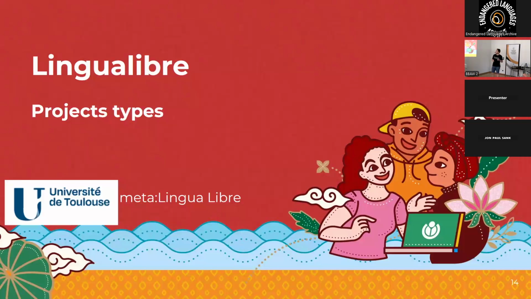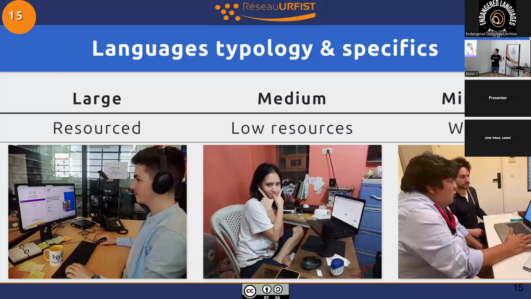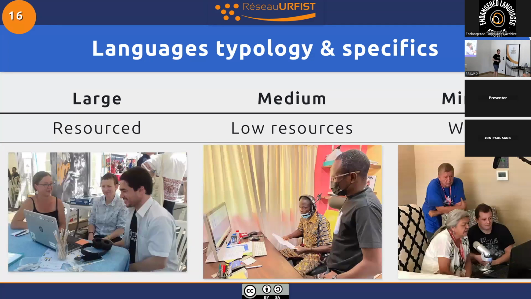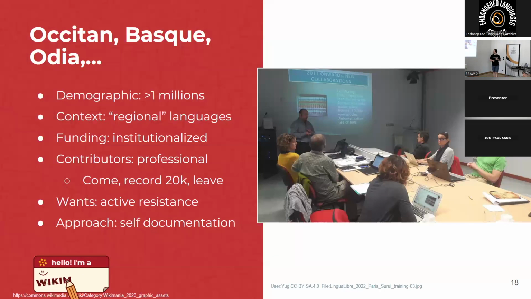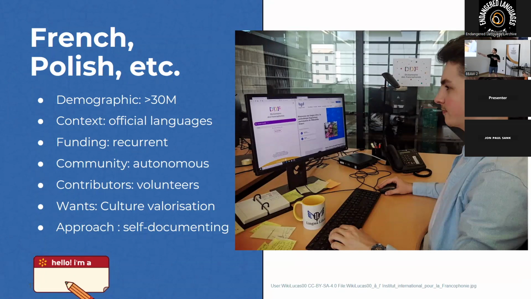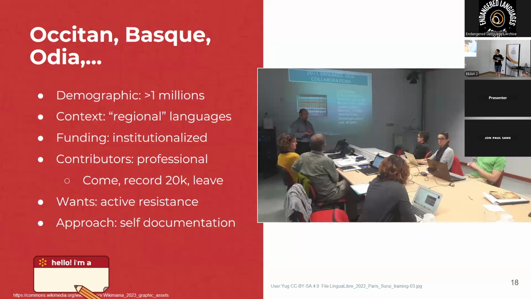Next, for the kind of project we have, there are various languages. So we have large languages, smaller languages, and very small languages. These are some workshops we made. The typical case is French, Polish, this kind of language that runs by themselves, but you need a large population, and not only a large population, but also a national language. When you have a large population but it's a secondary language, that's not as dynamic, or not the same dynamic. And for French and so on, that's self-documentation, as we saw yesterday.